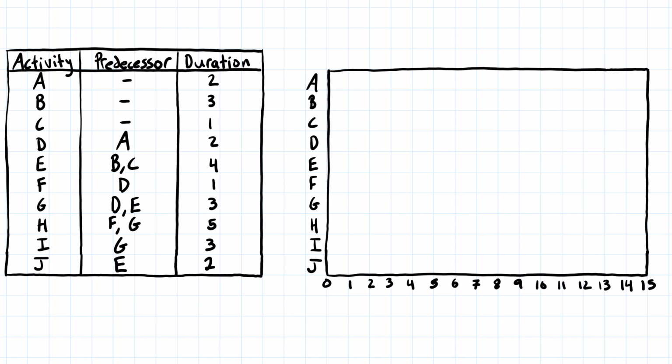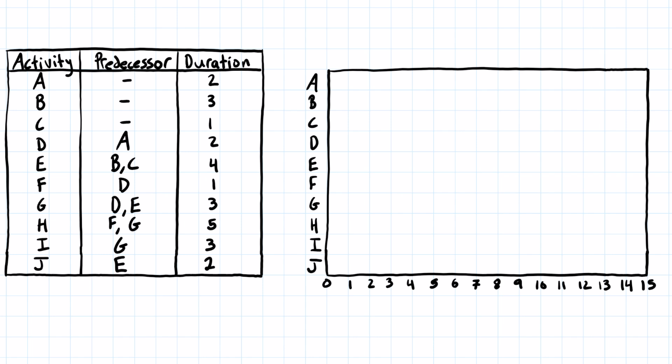So getting started with this, if you're drawing Gantt charts by hand, it is pretty helpful to use some graph paper or at least draw out a coordinate axes with your activities on the vertical side and your duration along the x-axis. As we get started here, we're going to take a look at our first initial activities. So those would be the activities that don't have any predecessors. So that's going to be A, B, and C. They're all going to start at the very beginning of the project.